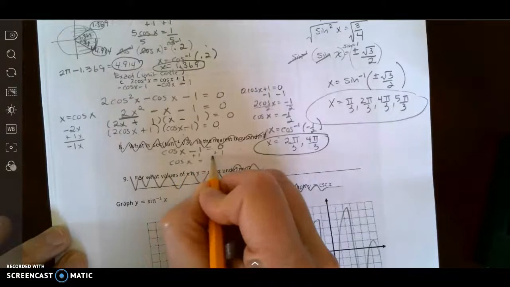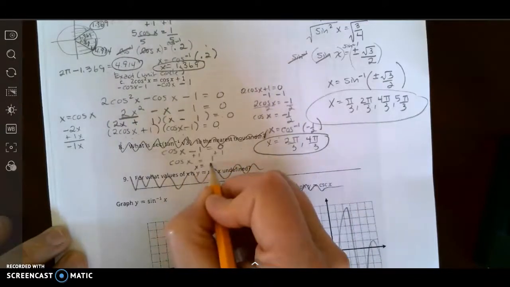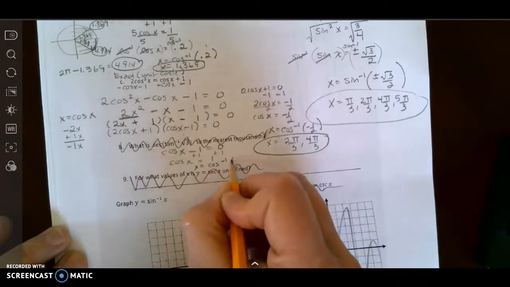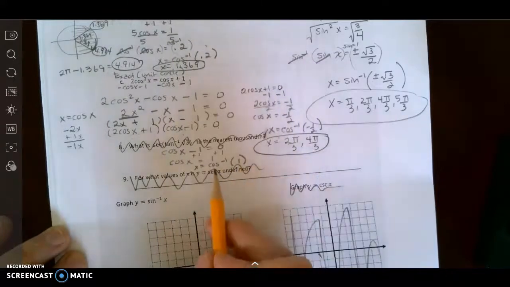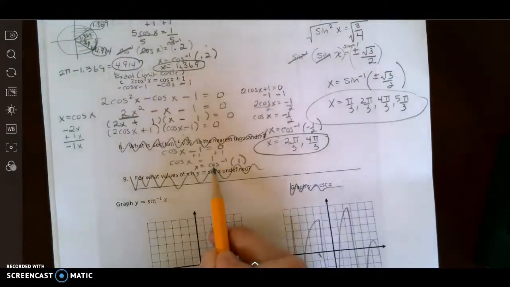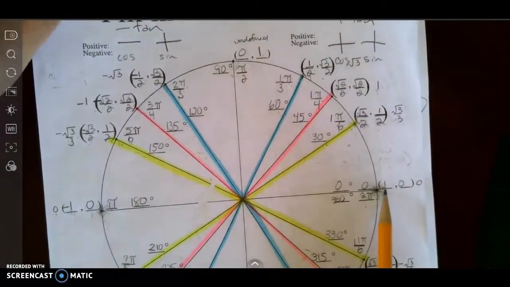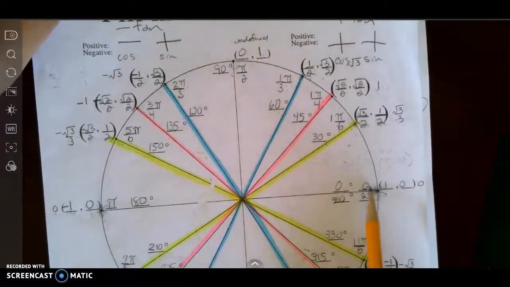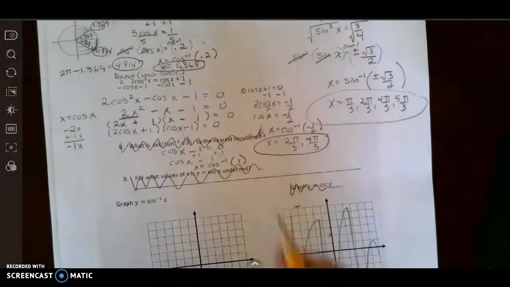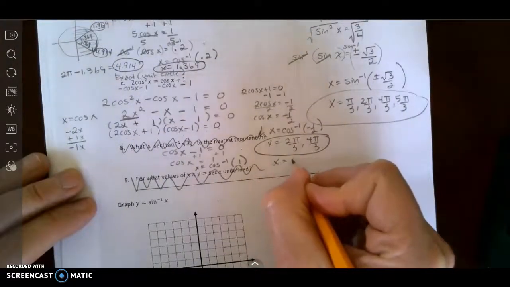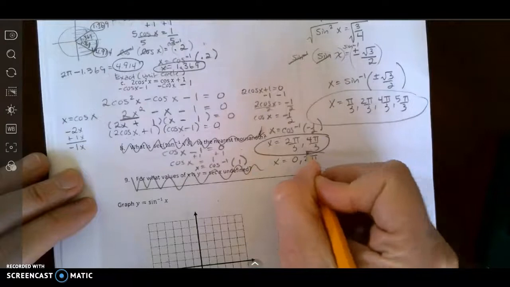Cosine of x equals 1. So x is equal to the inverse cosine of 1. Where is my x coordinate? 1. Right there. And this has two names, 0 and 2 pi. So x equals 0 or 2 pi.